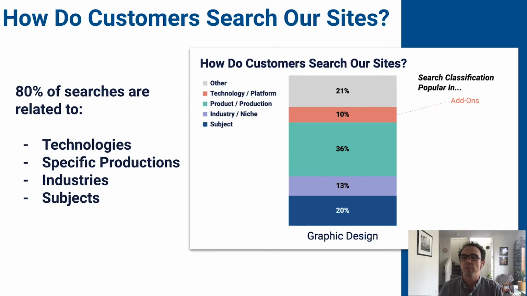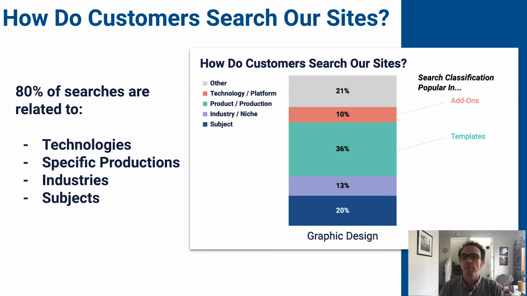Searching for the specific product or production that they are trying to create. This is really popular within graphic templates. When people are searching for a specific product or production, they're often using terms such as resume or business card or mock-up.